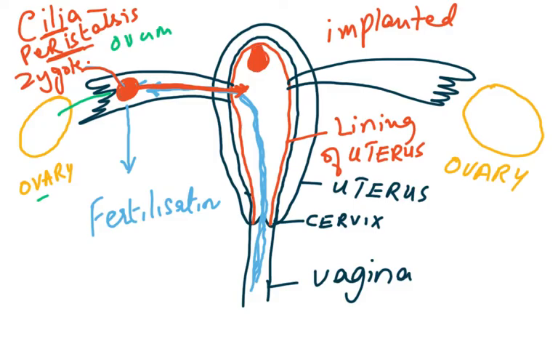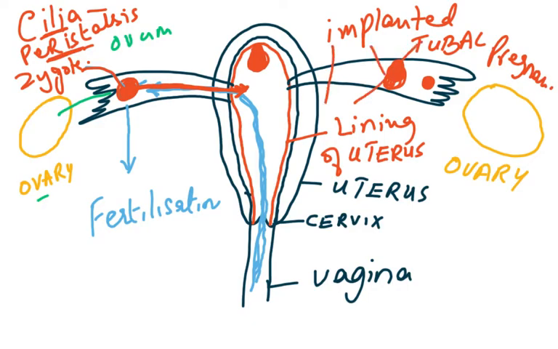Now sometimes, the rare event is that the zygote that is formed implants here in the oviduct and starts to grow. Now that is called a tubal pregnancy. And that is a dire emergency. Why? What is going to happen? The woman has to be rushed to the hospital and this tube has to be removed. Well, she has this other tube, so she can get pregnant.